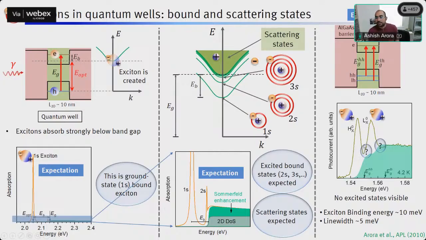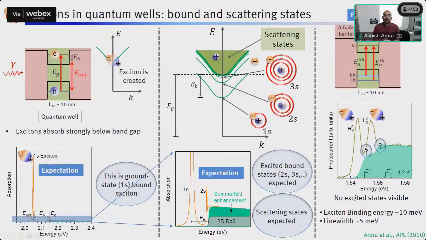This is not nice, that's why we are not able to see. But for heavy hole and light hole there should be two steps here for Sommerfeld enhanced density of states, or Sommerfeld enhanced absorption, and this step is visible. This is a combined step for both heavy hole and light hole.